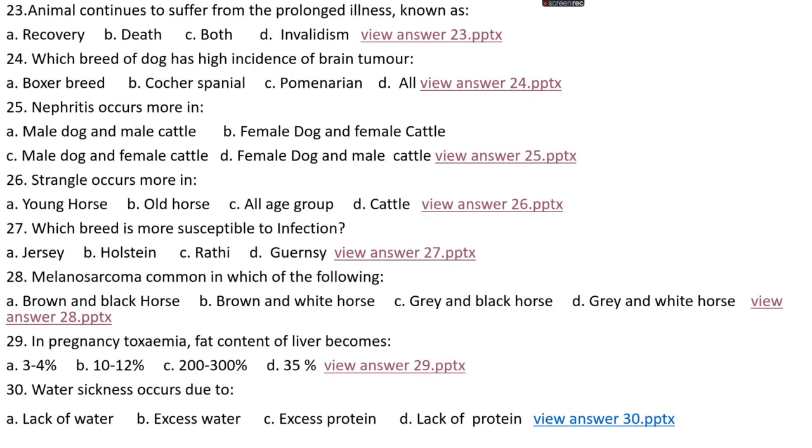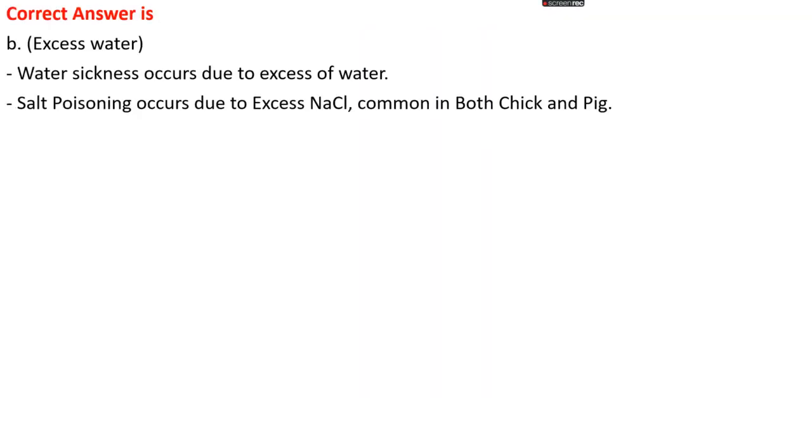Okay. Question number 30. Water sickness occurs due to option A, lack of water, option B, excess of water, option C, excess of protein, option D, lack of protein. The right answer is option B, that is excess of water. Water sickness occurs due to excess of water, while salt poisoning occurs due to excess of salt. Salt poisoning is common in both pig and poultry.